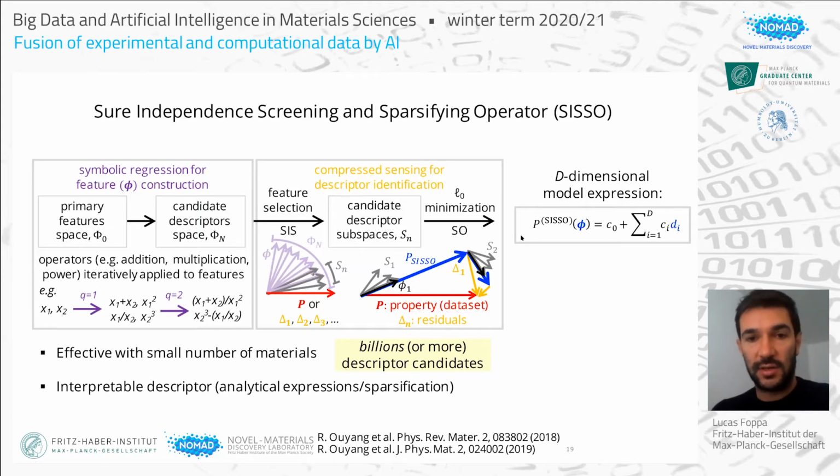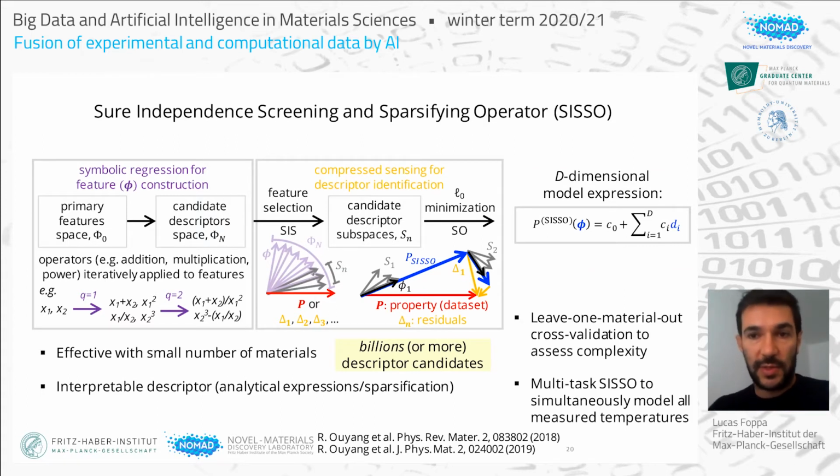And actually, the big data aspect here is in the size of this candidate descriptor space and not in the input number of materials. So we have this candidate descriptor space with billions or more elements. And second, because we are using symbolic regression and because of this sparsification, we have an interpretable descriptor in the sense that we can look at the expression obtained in the end and understand which are the key primary features that appear there. And these are what will become the genes.